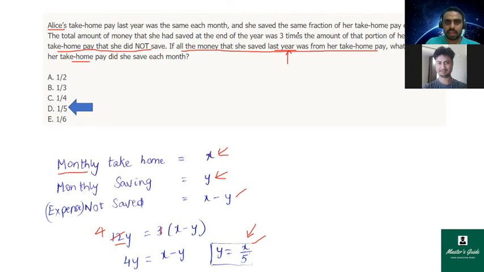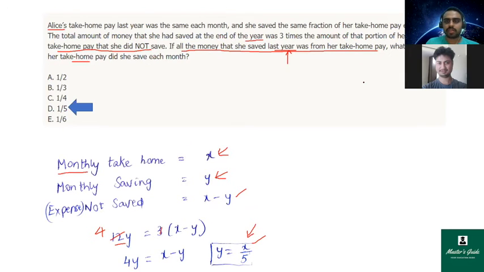And here I am given a condition about the total amount of money that she saved at the end of the year. Since this is monthly, the total savings at the end of the year is going to be 12 into Y, and that is going to be 3 times the amount of that portion of her monthly take home pay that she did not save. So it is going to be 3 into X minus Y. Simplifying, I get a relation that Y is equal to X by 5.